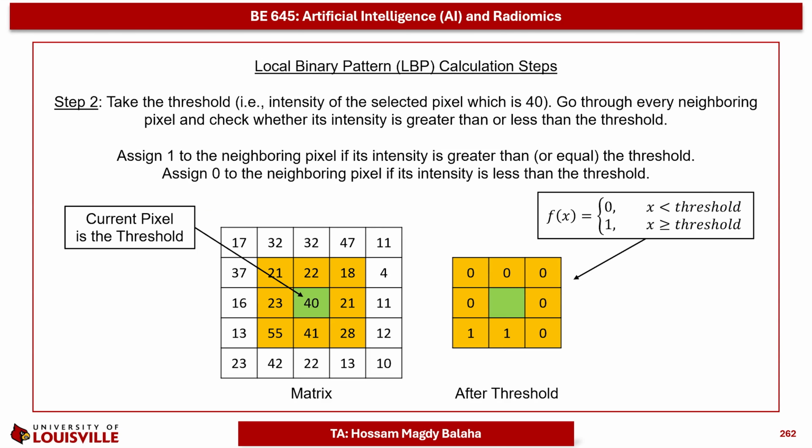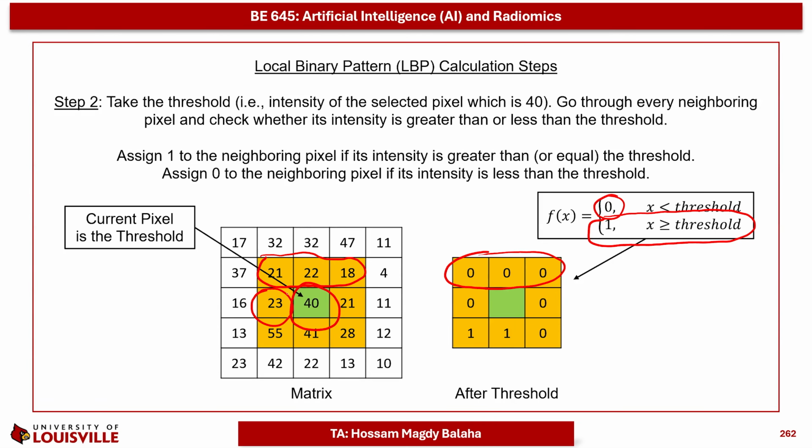The second step is to take the threshold, which will be your current pixel, which is 40 in this case, and then compare each neighbor with that pixel. If the neighbor pixel is above the threshold, which is the center pixel, replace that value by 1. Otherwise, replace it by 0. So in our example here, we have 21, 22, and 18, so the first row is less than 40, so we are setting zeros here.